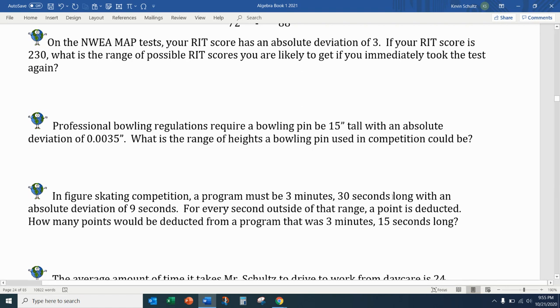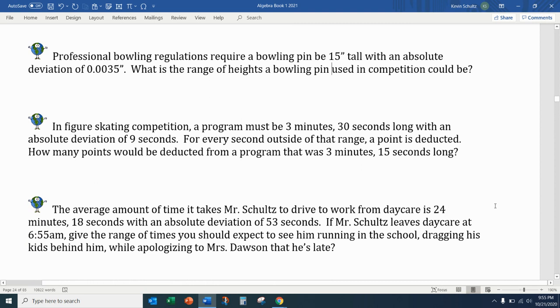In figure skating competition, a program must be 3 minutes, 30 seconds long with an absolute deviation of 9 seconds. Those of you in competition, anything where you're putting on a program, no one wants to try and judge a performance that lasts 15 seconds versus a performance that lasts 18 minutes. They want them all to be more or less the same. So you're trying to get your program to be 3 minutes, 30 seconds, but they do give you an allowance of an absolute deviation of 9 seconds. So what range of times does your program need to be?